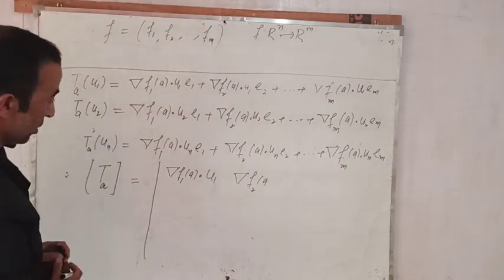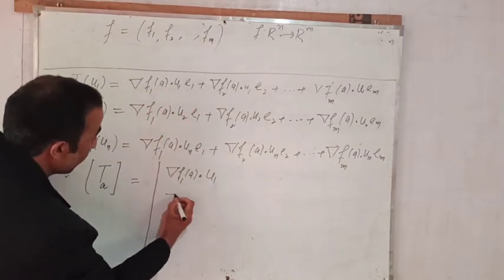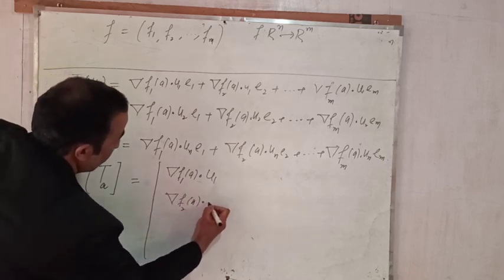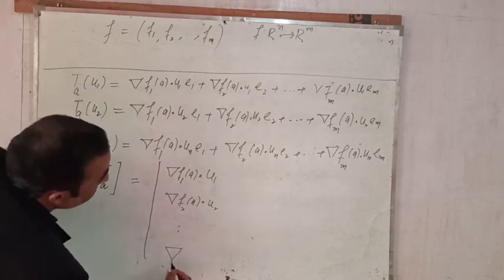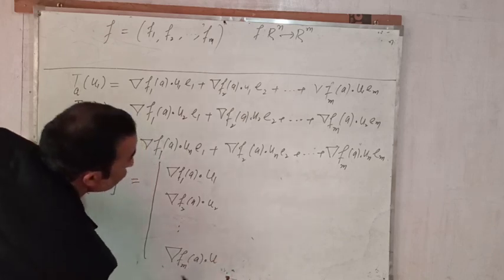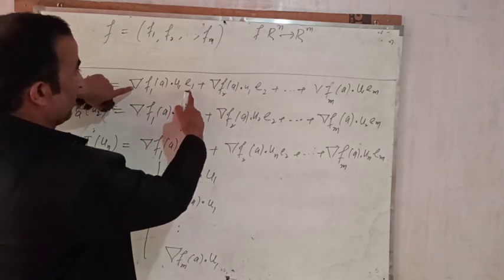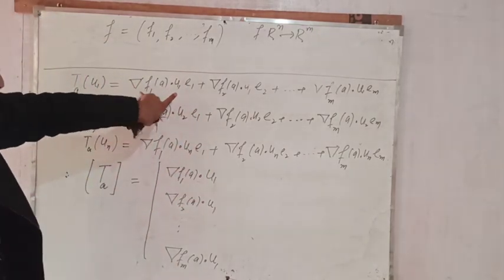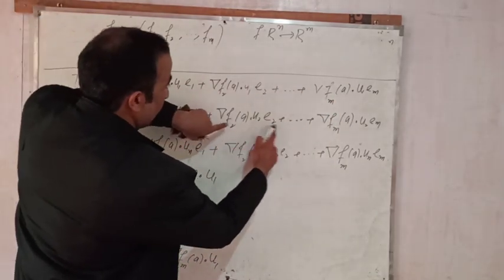Sorry, I have to take the transpose. So here I have delta of F2 A dot U1, then so on, then delta of Fm A dot U1. These scalars in a column. This scalar, this scalar, this scalar. The second column will be this scalar, this scalar, this scalar.